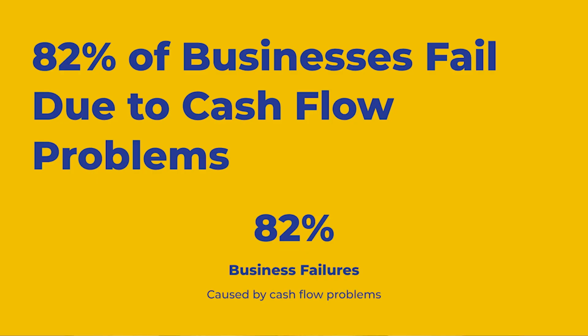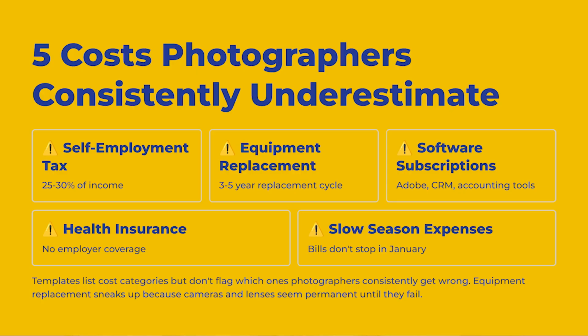82% of businesses fail due to cash flow problems, often stemming from underestimated operating costs. This is the number one killer. Your financial projections need to reflect your actual costs, your realistic booking capacity, and the seasonal patterns of your specific niche. Templates typically list cost categories, but do not flag which ones photographers consistently get wrong.